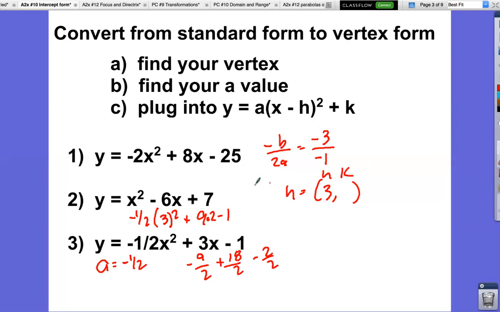Get a common denominator. Once the denominators are the same, add or subtract the numerators. So negative 9 plus 18 is 9, minus 2 is 7. My denominator is 2. And because this is a fraction, my entire answer has to be a fraction. My entire answer is this. Any questions?